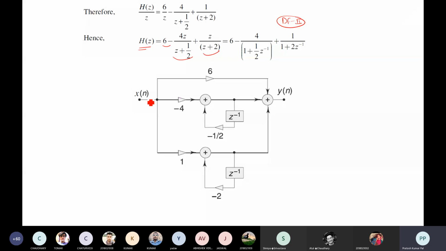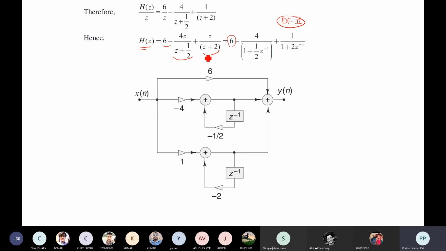So x(n) will be on the input side and output side y(n). Because this is a constant term, there is a direct path between x(n) and y(n), with a constant multiplier of 6. The second term we will realize is 4 divided by 1 plus 1 by 2 z inverse.